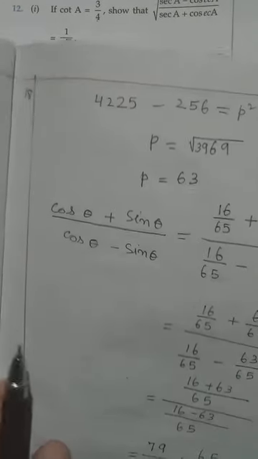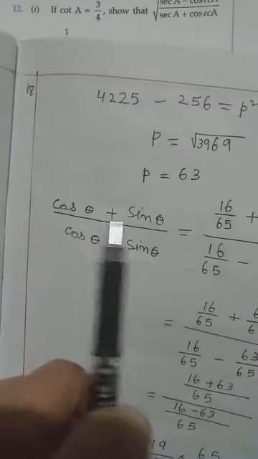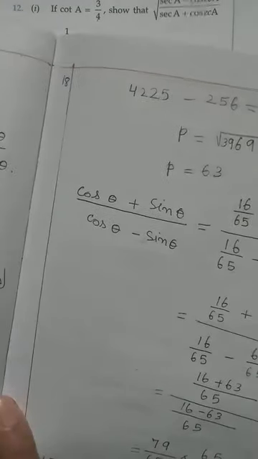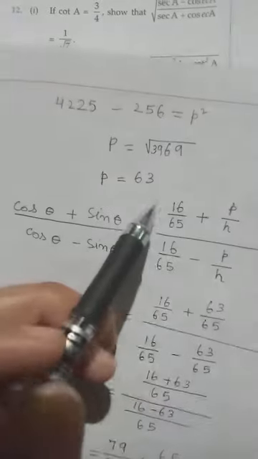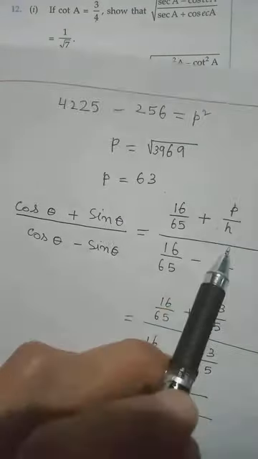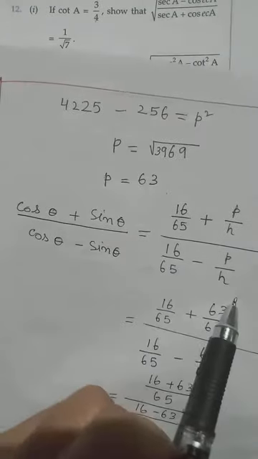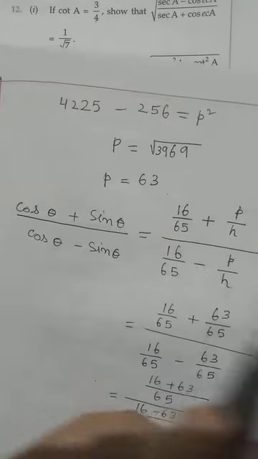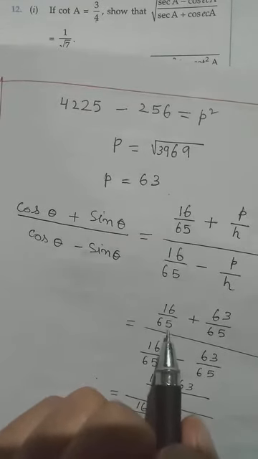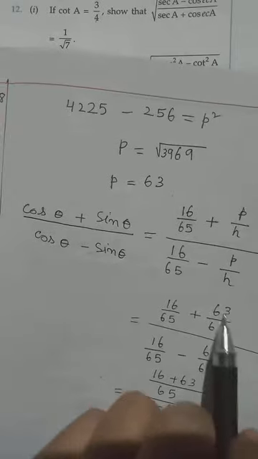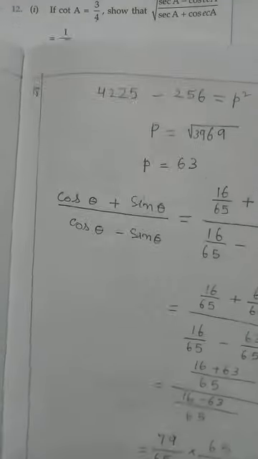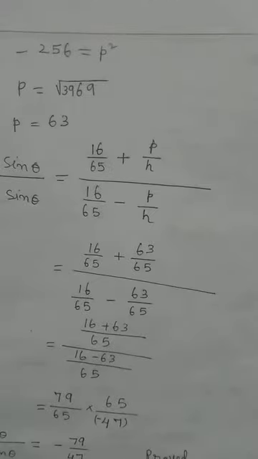Then now we take the left hand side, which is cos theta plus sin theta over cos theta minus sin theta. Cos theta from the definition we know is base by hypotenuse. Sin we know is perpendicular by hypotenuse. The denominator is also the same, only different in sign. So let's replace the values. So b we know is 16, h we know is 65, p we know is 63, h we know is 65, in both numerator and denominator.